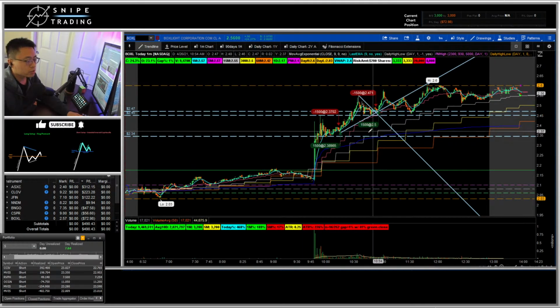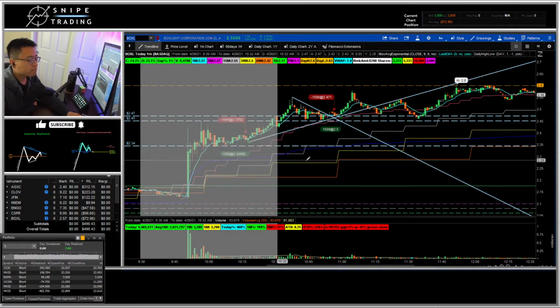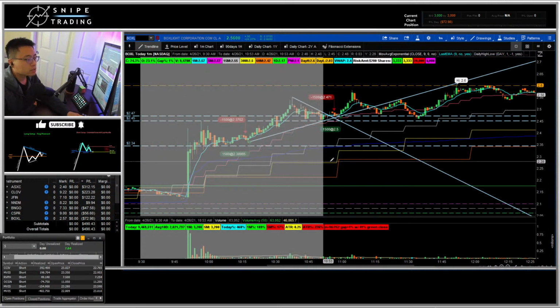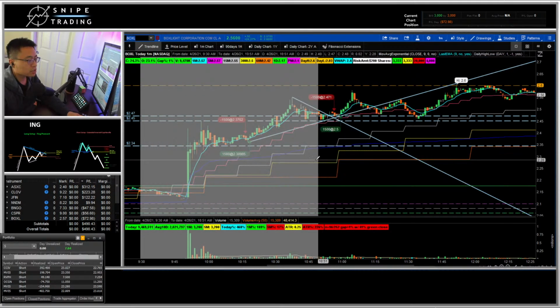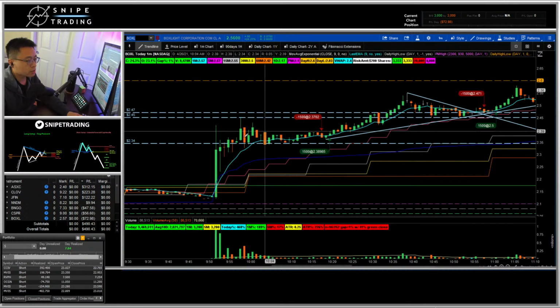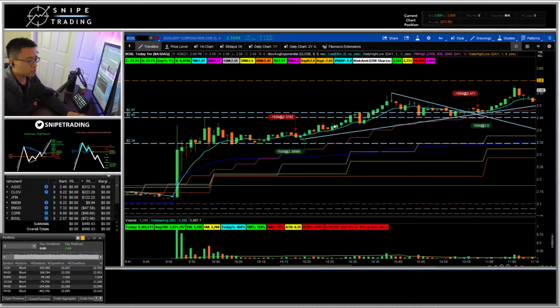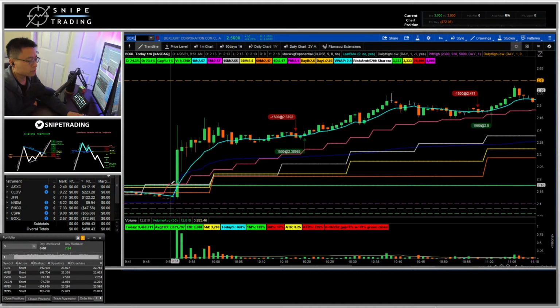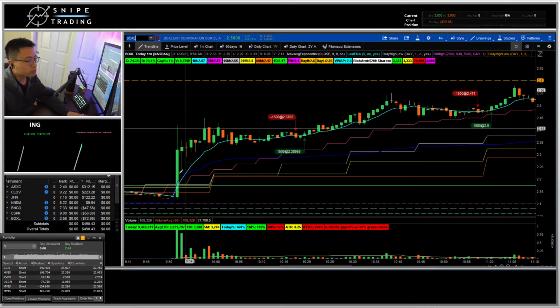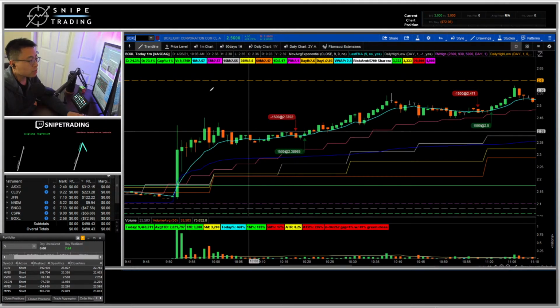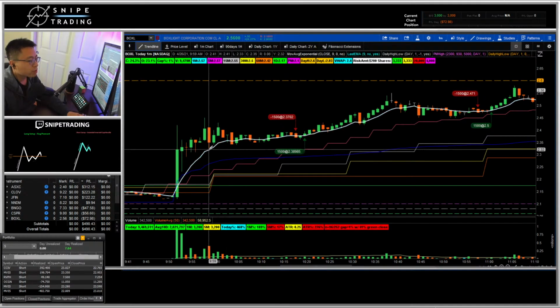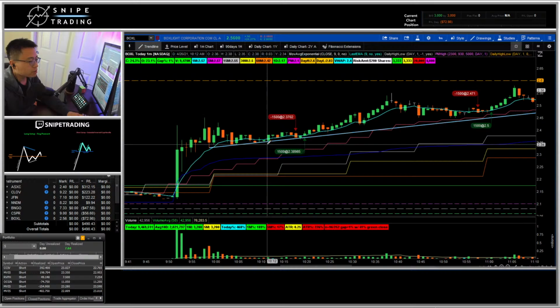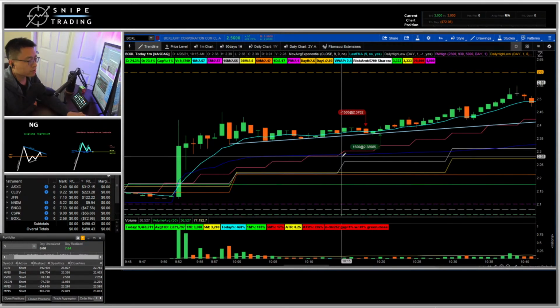Next trade was BOXL. So BOXL, I took just 2 losses here. It was extended. It had this little pop initially. I'm not sure what, it might have been some news or something. But I went ahead and looked for a short play because it was extended on the 5-minute chart.